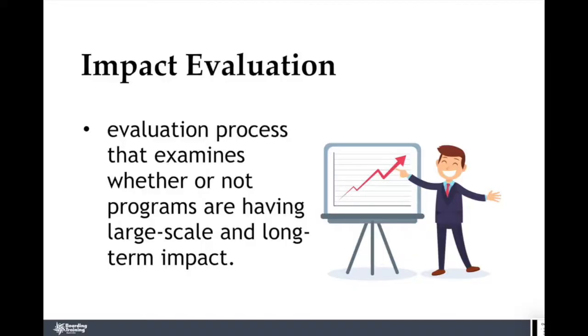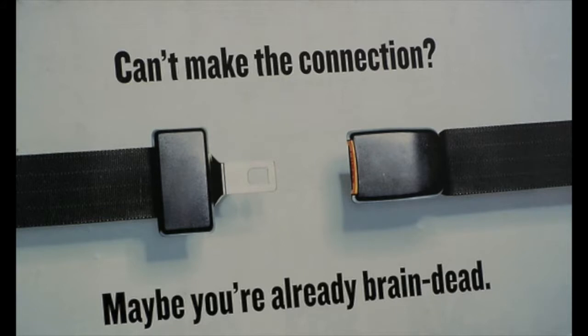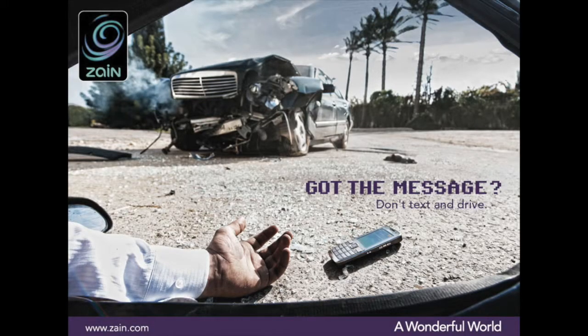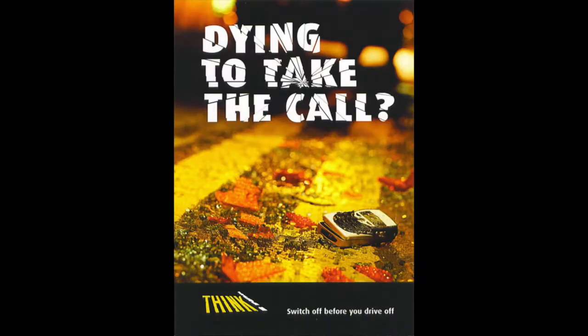And then you have impact evaluation. This is an evaluation process which examines whether or not the programs have had large-scale, long-term impact. And so in the past, you can probably remember things like the seatbelt campaign, to try and get drivers to use seatbelts, or the campaign to stop people talking on their phones when they're driving in cars, or campaigns to keep Australia beautiful. The researchers are trying to work out whether there has been a long-term change in people's behaviours, and so that is impact evaluation.